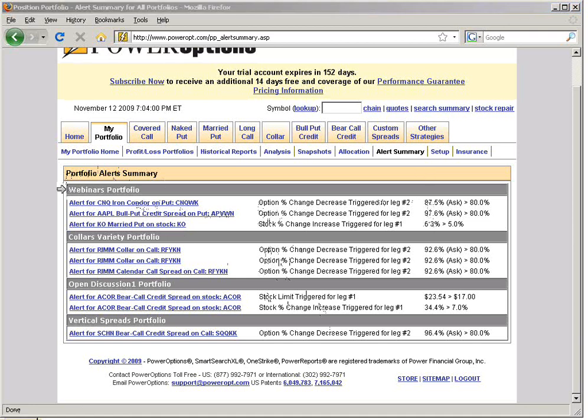So you see my portfolios. Here's my webinars portfolio. It looks like 3 different alerts were hit on my positions. I have a collars variety. This was for our collar strategy discussion. I had 3 alerts hit there as well. The open discussion portfolio, I put in some stop losses here for if the stock moved up more than 7%, or, it looks like here, for the same bear call spread, if the stock limit had been hit, so those 2 were hit. And then in my vertical spreads one, the SCHN one was hit as well.